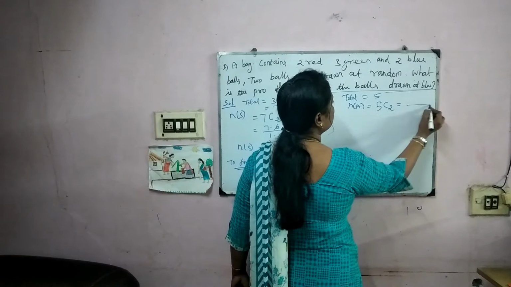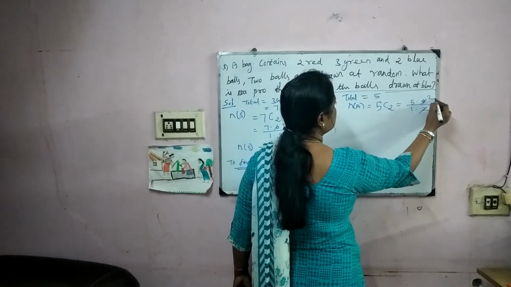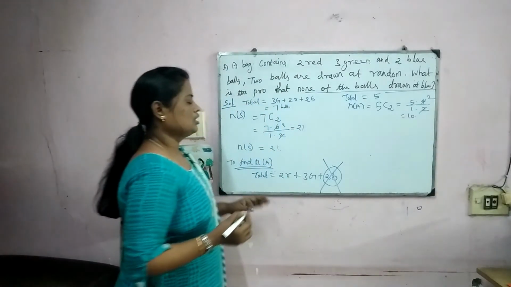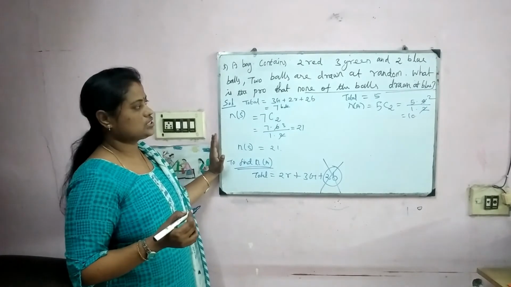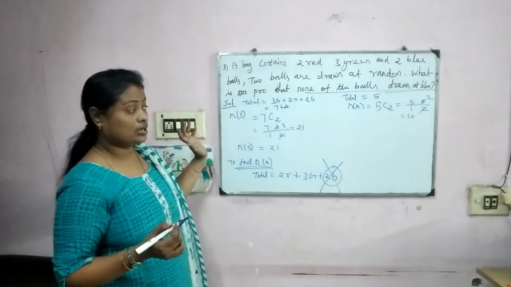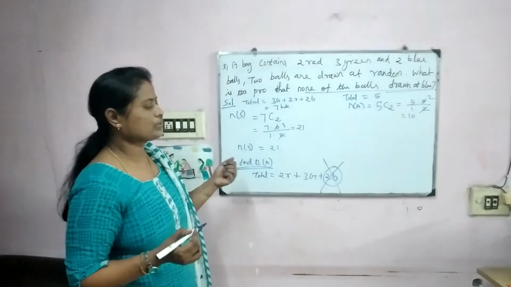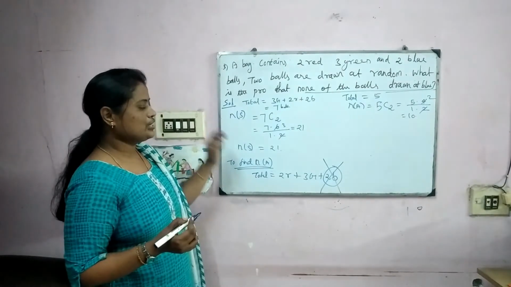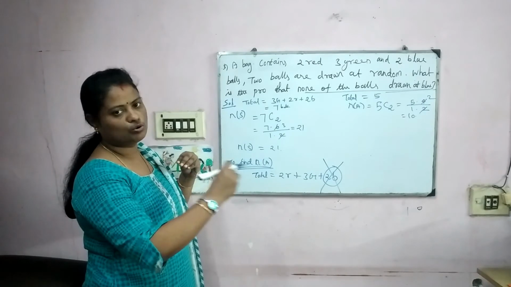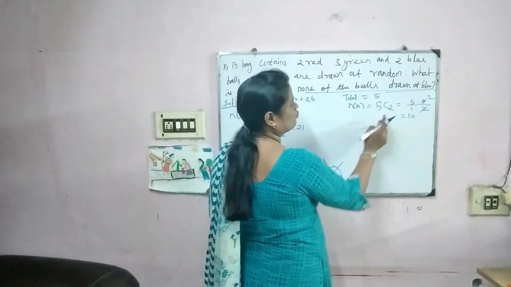5C2. How to calculate this? 5 into 4 divided by 1 into 2. If you cancel this, 5 2s are 10. So this is from combination. If you want, you can check our channel for permutation and combination, how to calculate the combination value as well as the permutation value. When you apply the selection mode, selection means automatically you have to go for combination. So from the 5 balls you are going to select 2 balls.